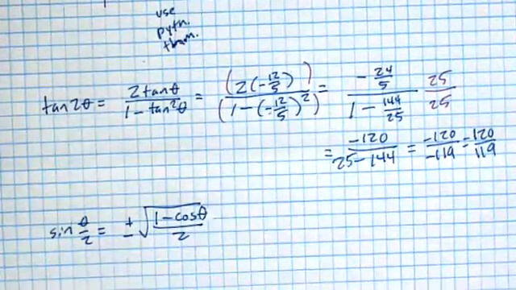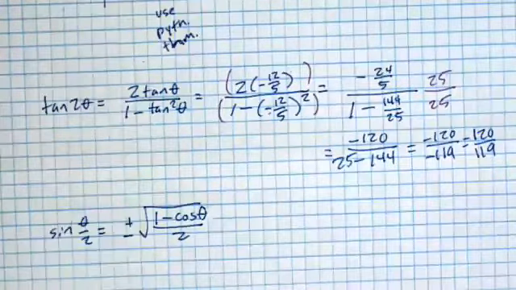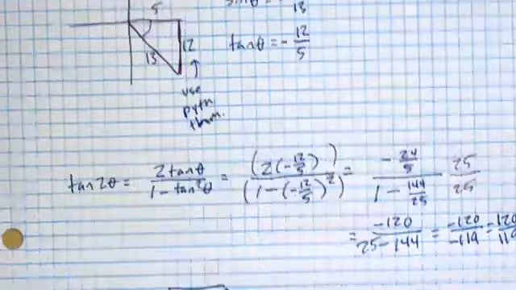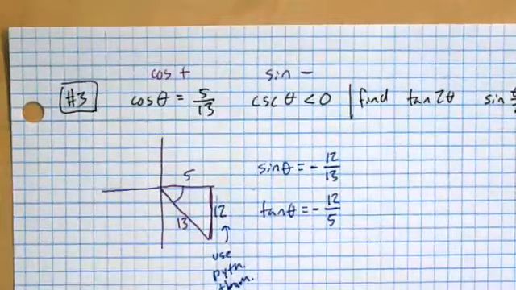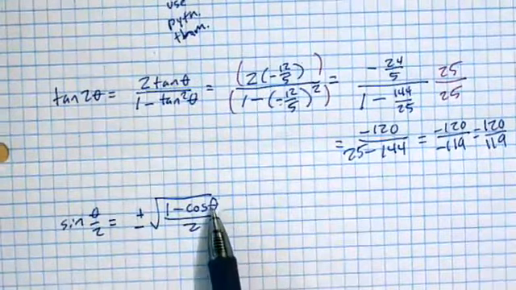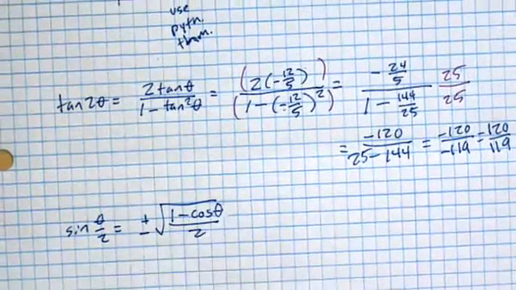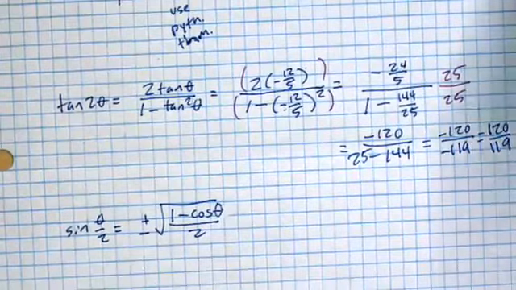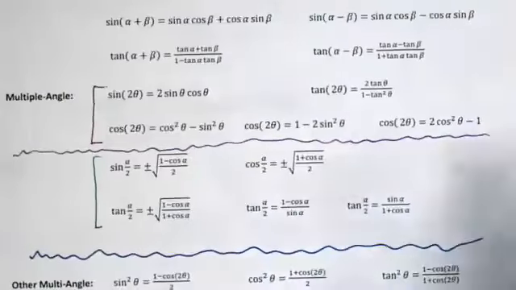This should be pretty easy because we know what cosine theta is, right? I mean, they told us that in the problem. Cosine theta is 5 over 13. So we can plug 5 over 13 in here. The trickiest part of this is to figure out if it's positive or negative. So on these identities, and I'm not making you memorize these, it's one or the other. It's not both.